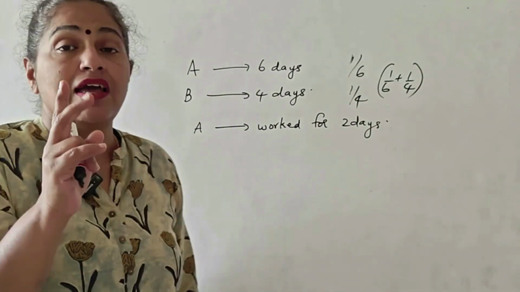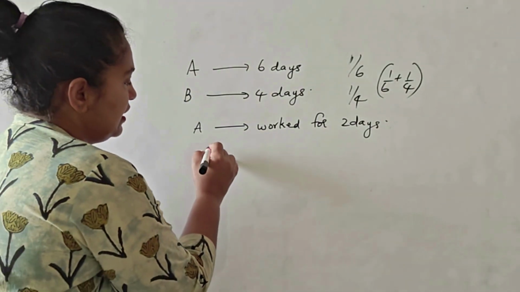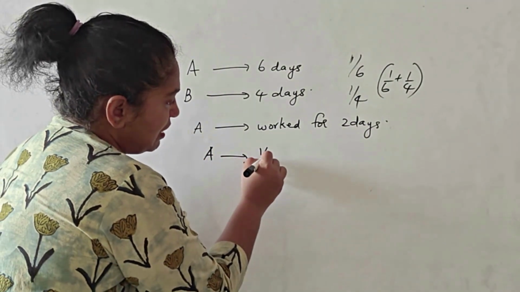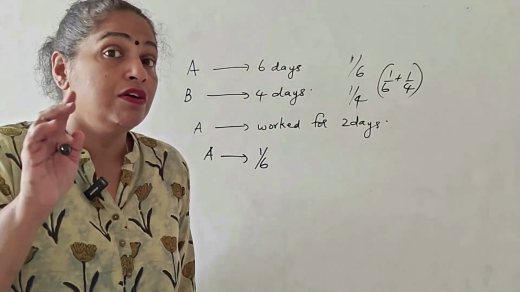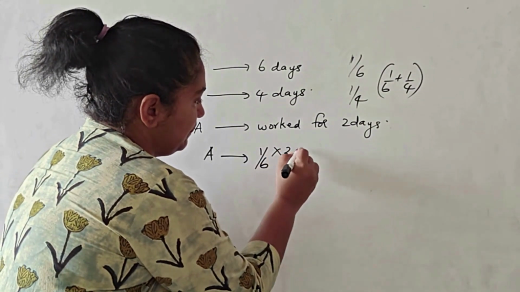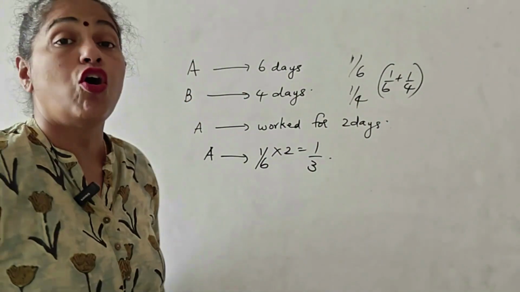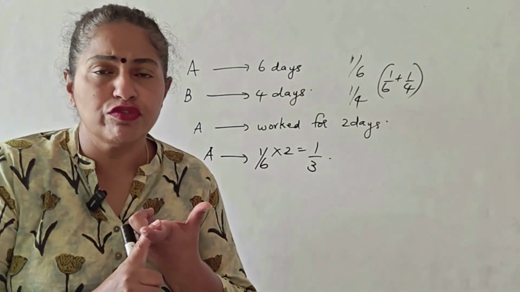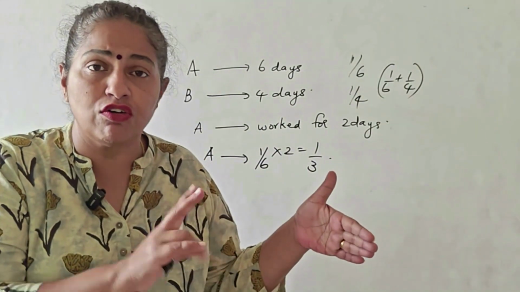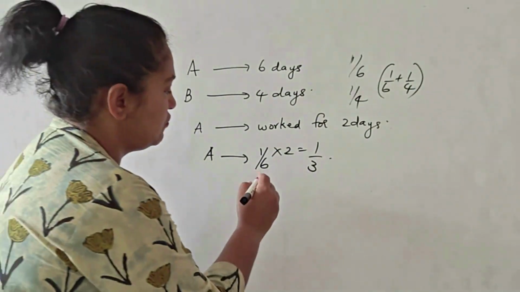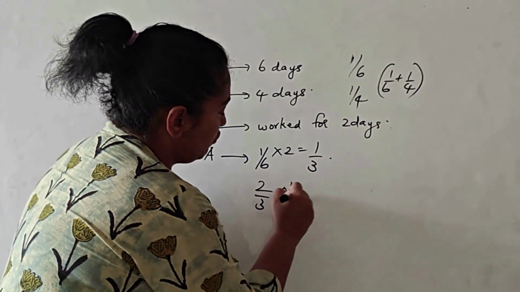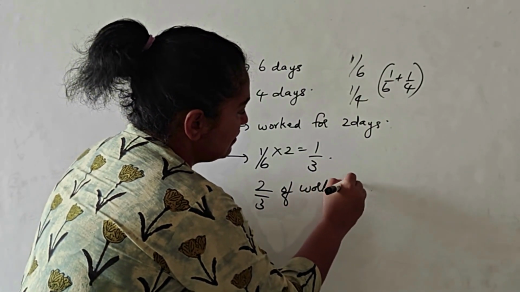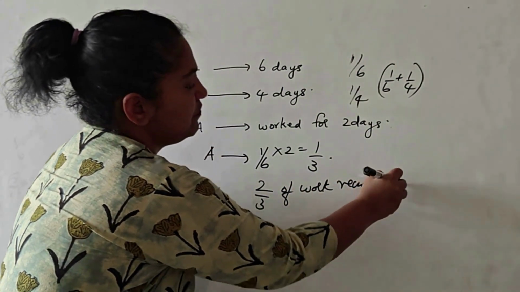They are not working together. A started working and worked for 2 days. So the productivity of A is 1 by 6 of the work in a day. For 2 days, it will be 1 by 3 of the entire work. Now, how much of the work is pending? 1/3 of the work is over, 2/3 of the work is pending. So, 2 by 3 of the work is remaining.